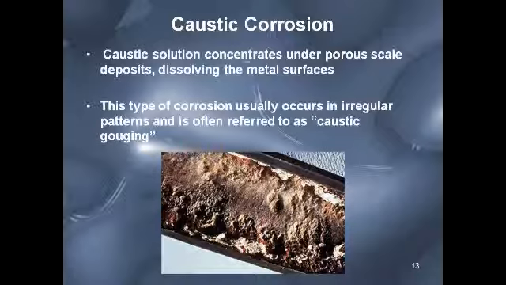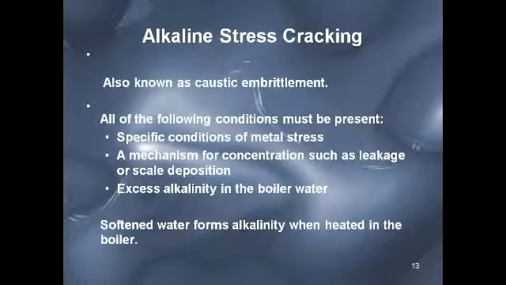Alkaline stress cracking, which is also known as caustic embrittlement, is a form of stress corrosion resulting in the intercrystalline cracking of steel. Caustic embrittlement occurs when all of the following are present. You have to have specific conditions of metal stress, a mechanism for concentration such as leakage, and excess alkalinity in the water. Boiler tubes usually fail from caustic embrittlement at the rolled tube ends in modern boilers.